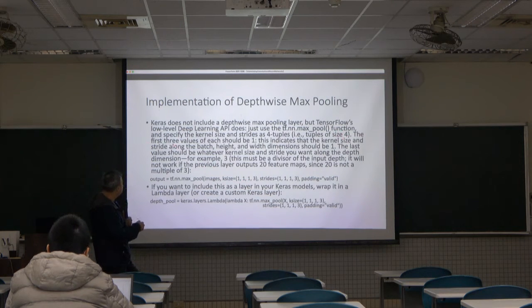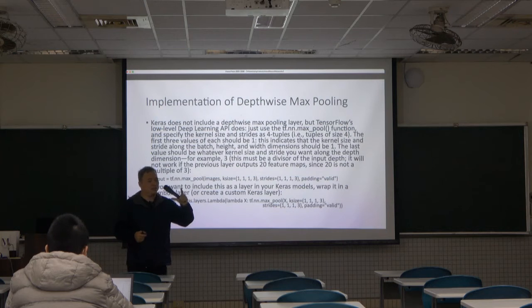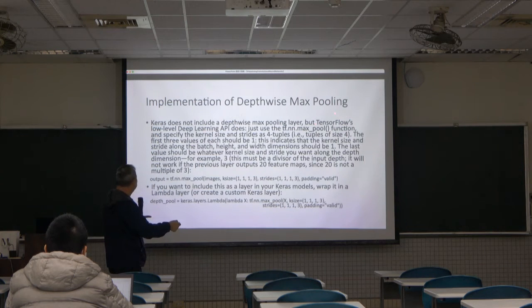The first 3 values of this 4-tuple should be 1, because when we pool over the depth, the height and the width should remain just 1 unit. This means the kernel size and the stride along the batch, height and width dimensions. The first is batch, the second one means height, the third one means width, and the last one, the fourth element in this 4-tuple, means the depth.